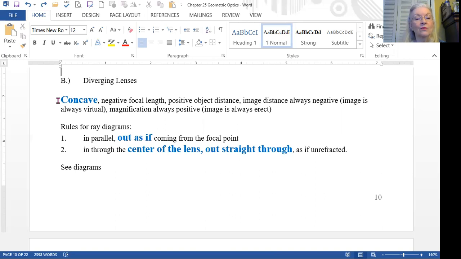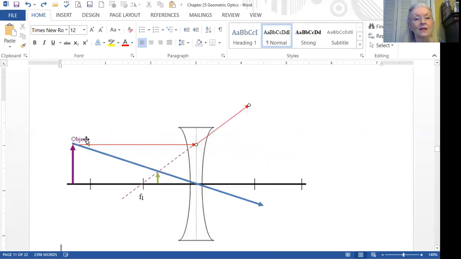So the rules for these ray diagrams: in parallel, out as if coming from the focal point, and then in through the center of the lens, out straight through. This rule holds for any kind of lens, a converging lens or a diverging lens. The second rule is the same. All right, so let's look at our little sketch. The red ray is in parallel and then out as if from the focal point. The focal point is over here for a diverging lens.